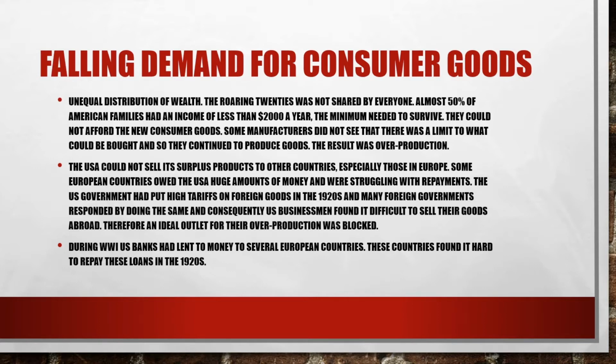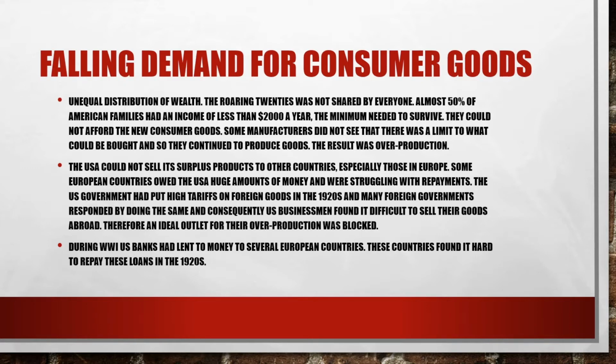Some manufacturers did not see there was a limit to what could be bought, so they just continued to produce goods, and the result was overproduction. The USA couldn't sell its surplus products to other countries, as we discussed. Some of these European countries, because of the First World War, owed the USA lots and lots of money and were really struggling with the repayments as well.